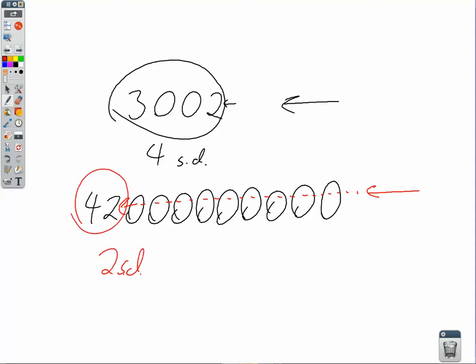Now, why is this important? Because when we actually want to do some math with significant digits, we have a rule for what place to round our answers to, and it all depends on the significant digits. Let's take a look at what this rule looks like.